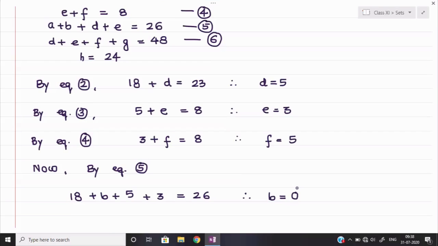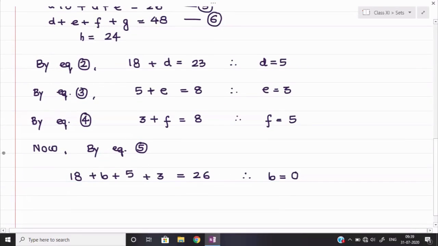G, how can we find it out? Look at equation number 6. In equation number 6, I can keep the value of D, I can keep the value of E, and I can keep the value of F. So I can calculate the value of G. So here further I am taking equation number 6. In equation number 6, first the value of D I am keeping as 5, E I am keeping as 3, then F I am keeping again as 5 and G will be as it is, equal to 48.